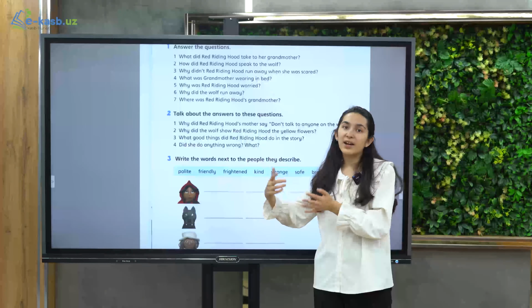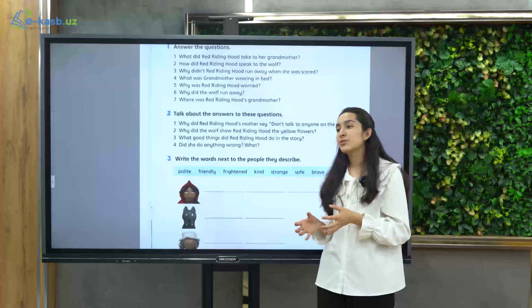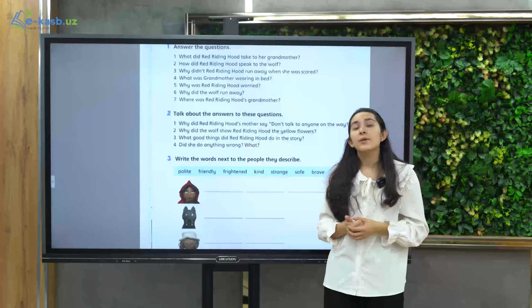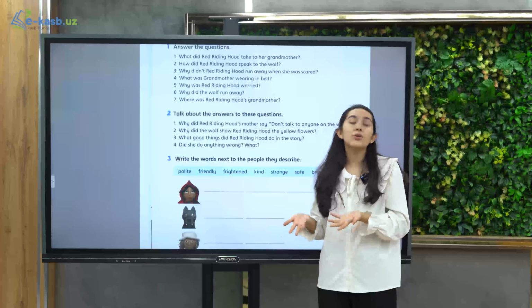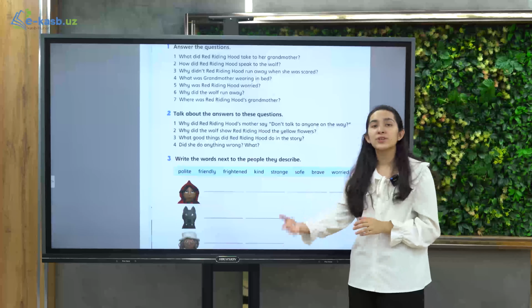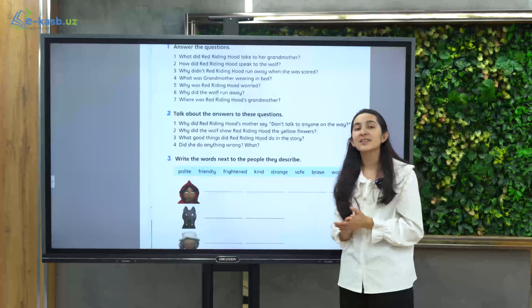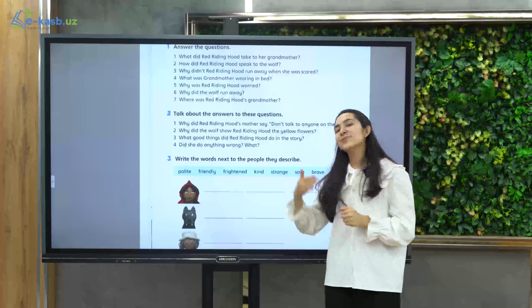How did Red Riding Hood speak to the wolf? She spoke very politely. Third, why didn't Red Riding Hood run away when she was scared? She didn't run away because she was very brave. Fourth, what was grandmother wearing in bed? She was wearing her favorite pink shawl.